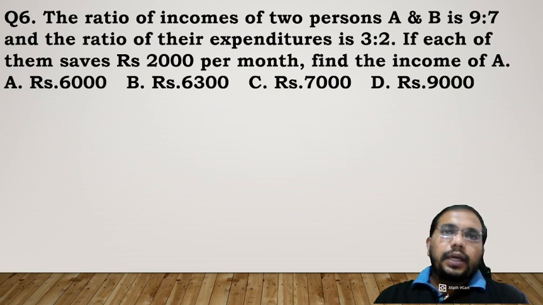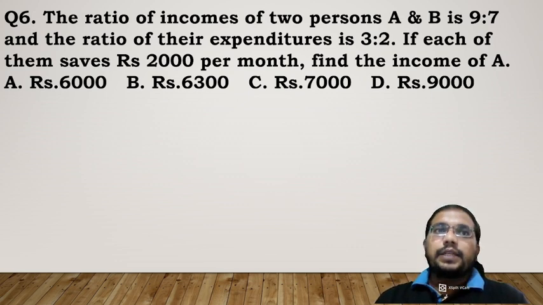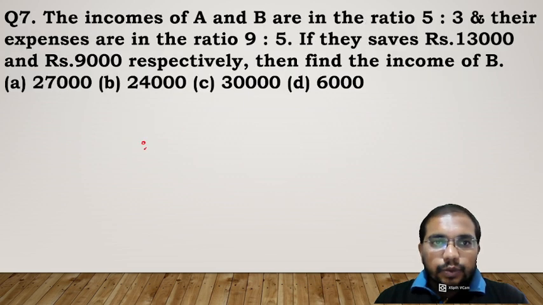Right. The ratio of incomes of two persons, A and B, is 9:7. Incomes 9:7. Expenditure ratio 3:2.